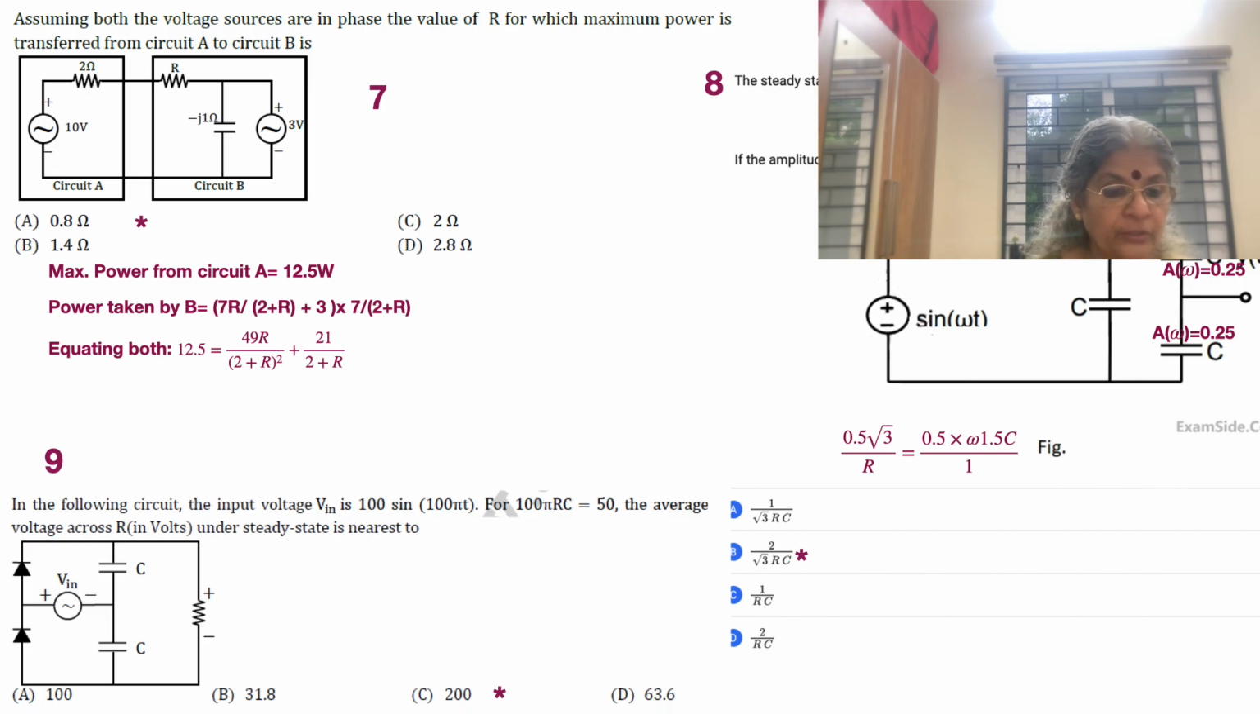In the following circuit, the input voltage V in is 100 sin pi t. For 100 pi RC equal to 50, the average voltage across the resistor is asked. There are different ways of doing this problem, but the easiest method is to realize that omega is 100 pi, which is the same as 50 by RC. RC is generally the time constant, and 50 times the time constant is what is shown here. In other words, the voltages across both capacitors settle together to 100 plus 100, so it is 200 volts.